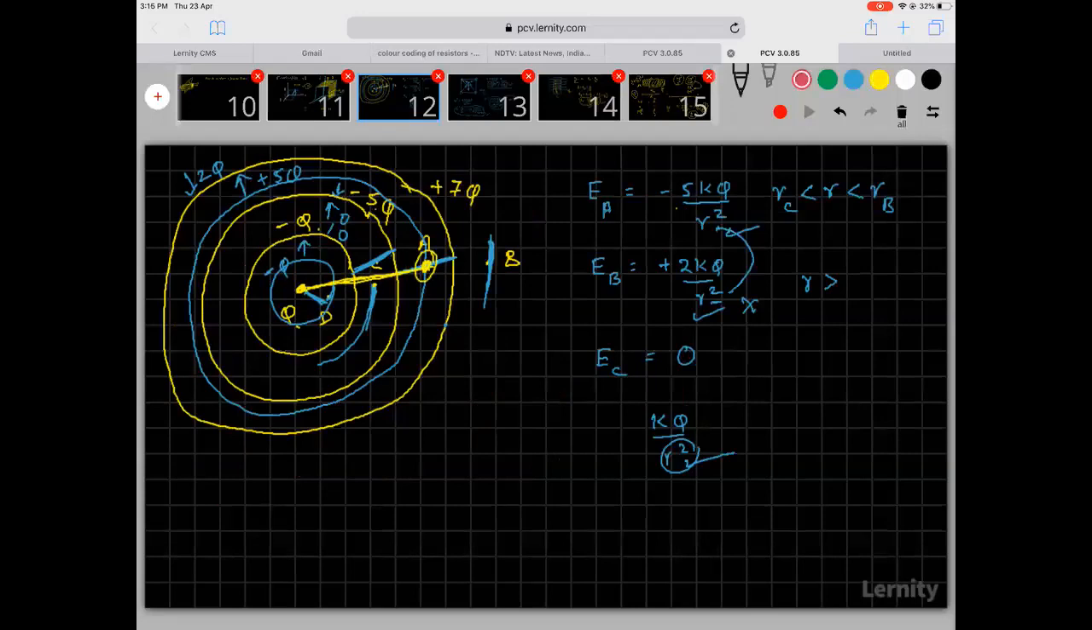Next, I asked you electric field at B at this point. So I drew this surface here. Inside it now, how much charge is there? 7 minus 5, 2 minus 1, 1 plus 1, 2. So 2KQ by R squared. What is R now? R now is from here to here. So that is how I found out.